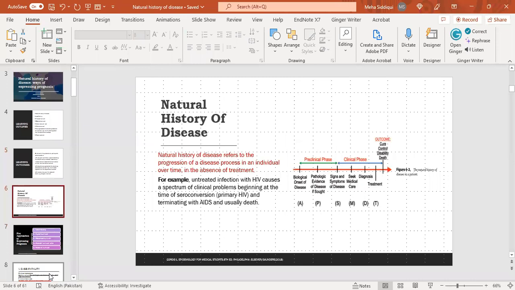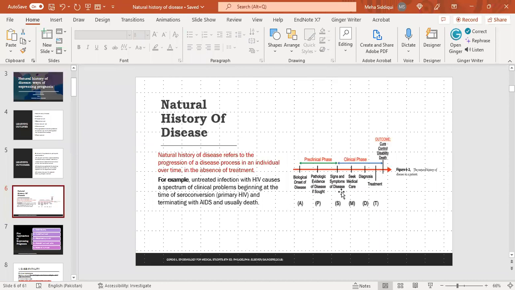Natural history of disease. It refers to the progression of a disease process in an individual over time in the absence of treatment. It usually consists of these 6 stages. First there is biological onset of disease, then pathological evidence of disease if sought, then the patient suffers from signs and symptoms of disease, then he goes and seeks medical care, and after that diagnosis and treatment, and after that the outcome may be cure, control, disability, or death.